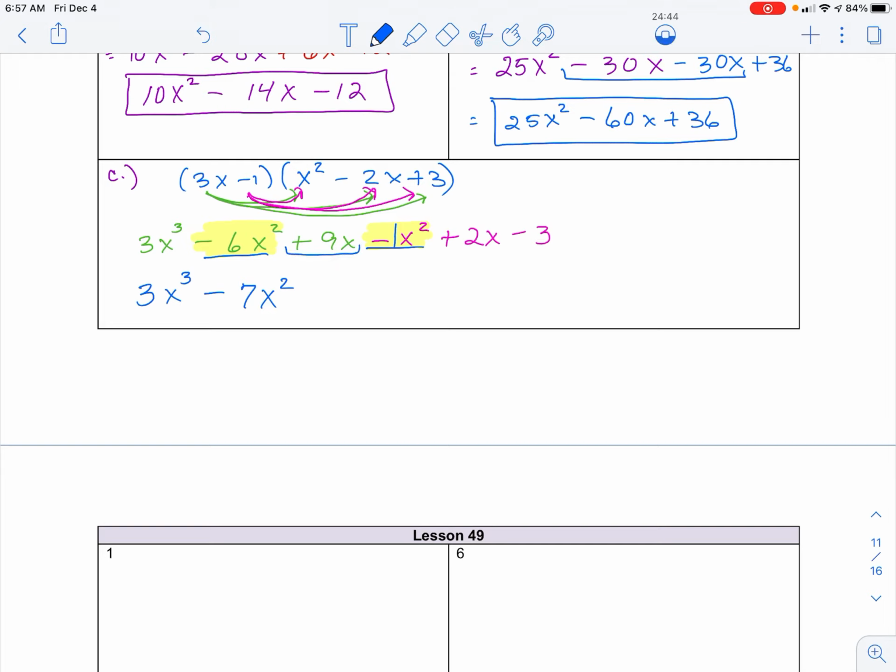Now I see that I have a 9x and a 2x, both positive. So I'm going to have a plus 11x here, and our last term was minus 3. Again, notice the exponents are written in descending order. So the final answer is 3x cubed minus 7x squared plus 11x minus 3. And that is the lesson for today.